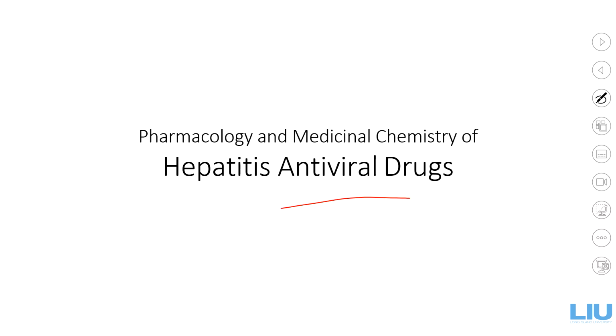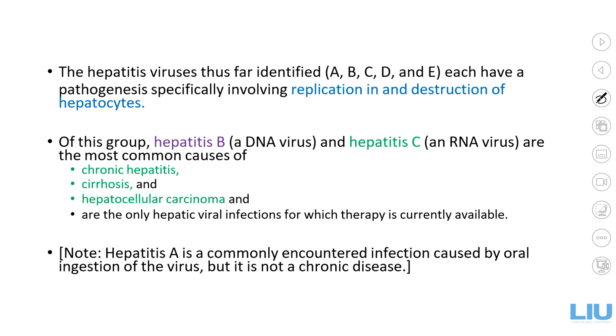To start with, hepatitis viruses, we have 4 kinds of hepatitis. We have hepatitis A, B, C, D, and E. Actually 5 types, not 4. I have to count correctly. But the most common ones are actually hepatitis B and then hepatitis C. Hepatitis B is a DNA virus. Hopefully you still remember the DNA viruses. Hepatitis C is an RNA virus.